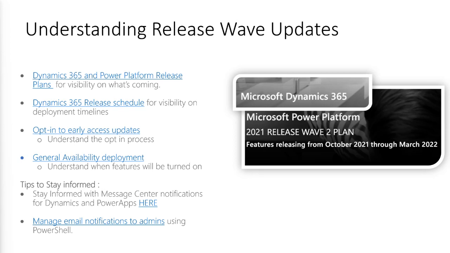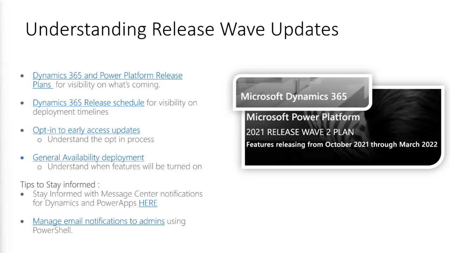So here we're just trying to provide you with the main sources of information to understand our release waves, updates, and release cadence. The Dynamics 365 and Power Platform release plans document is more for early visibility on what's coming in the major releases that occur twice a year: April to September for release wave 1 and October to March for release wave 2. The Dynamics 365 release schedule will give you visibility on deployment timelines and release plans for Dynamics 365 customer engagement apps, as well as the industry clouds.